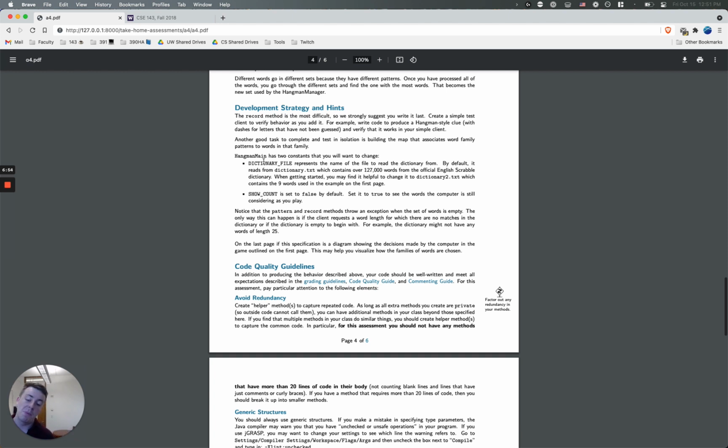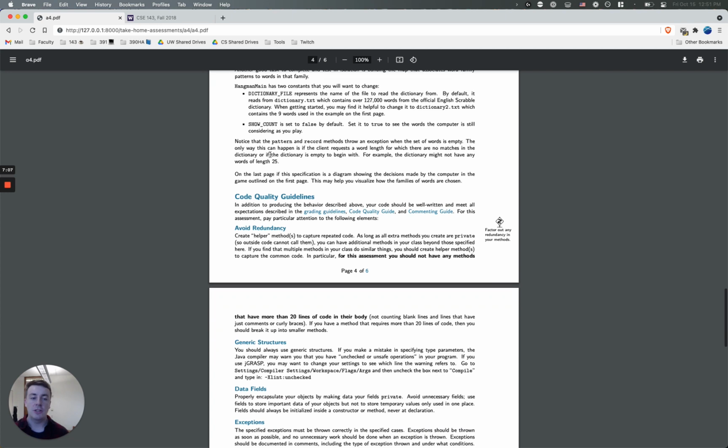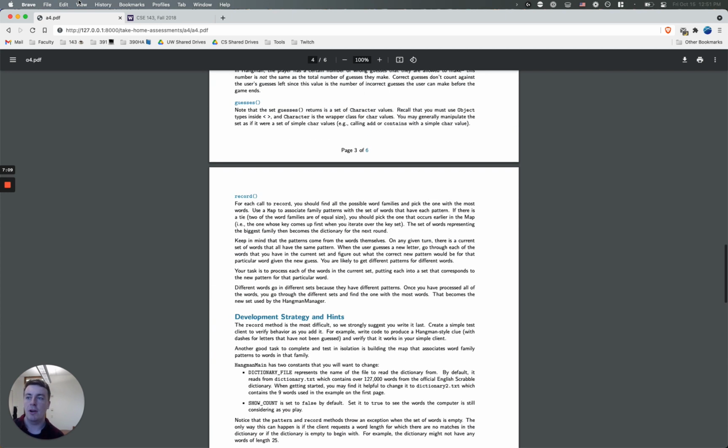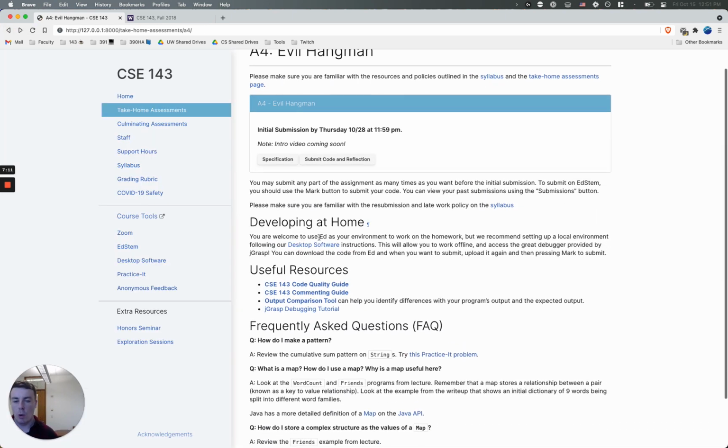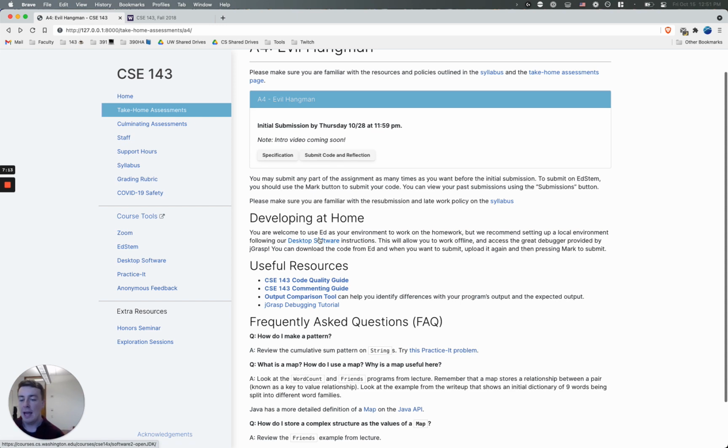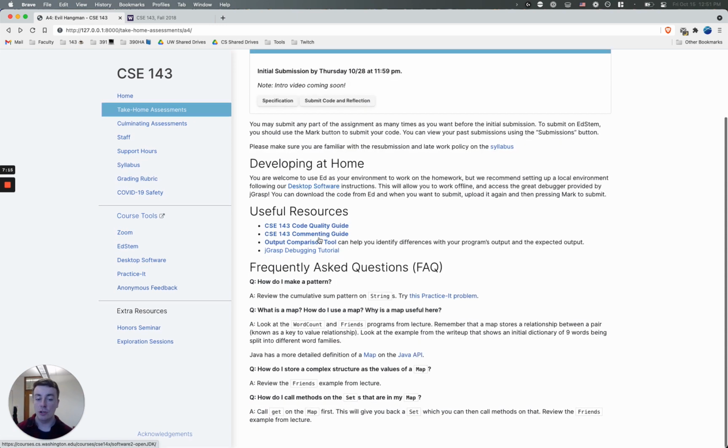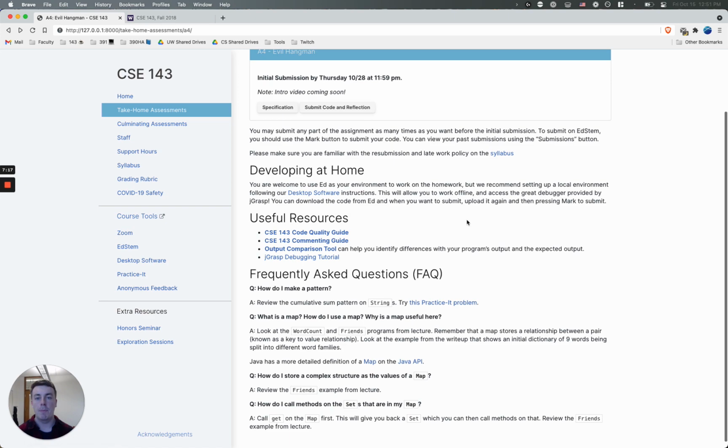And so the different output comparison tool cases tell you which dictionary you should be using. We provide two dictionaries, one large one and one small one, and the small one might be easier to debug. Okay. And so yes, the spec has lots of information about all the tips for this assignment, as well as our normal things about code quality, commenting, and a JGrasp debugger. Again, do please check out the frequently asked questions at the bottom of the homework page.